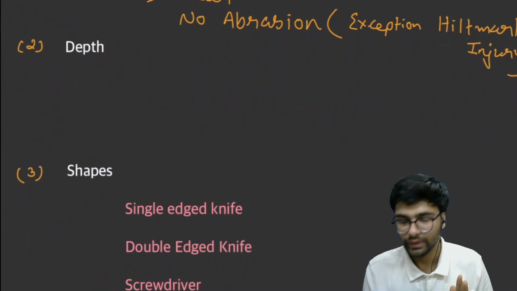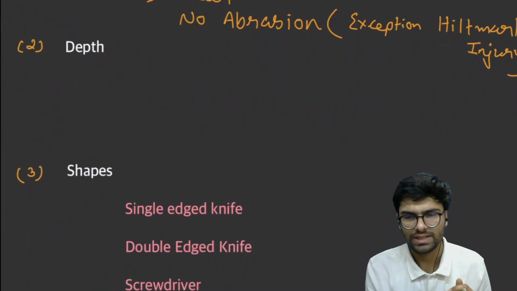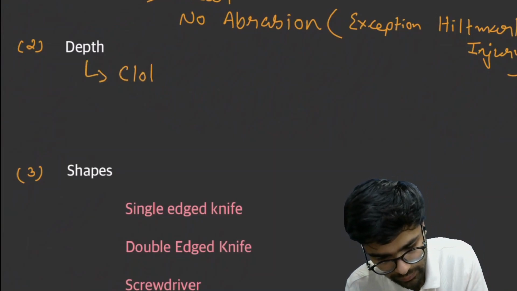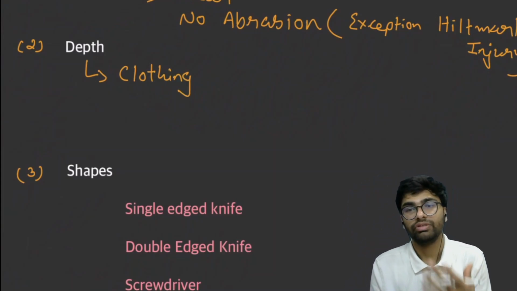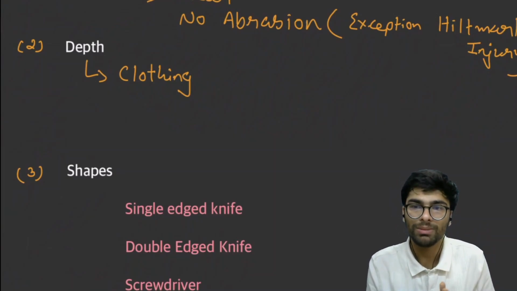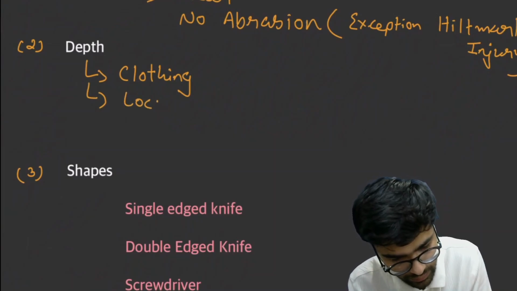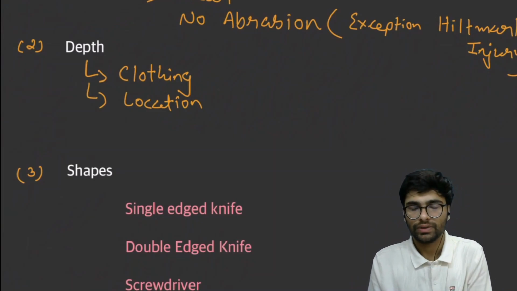We've already mentioned above. Then the depth of the wound will depend on some factors, and those factors are: one is clothing. If a person is wearing more, thick clothing, then there are chances that the depth of the wound, the depth of knife penetration, will be less. Of course, common sense. Then another factor is location on the body. There are some sensitive areas on the body, and at the same time, there are some resistant areas. Okay.